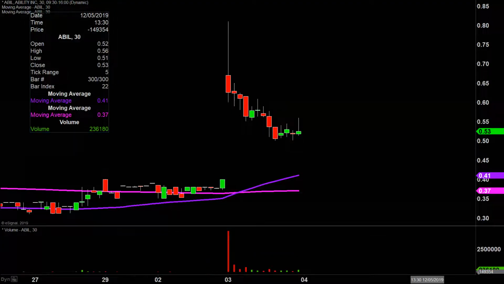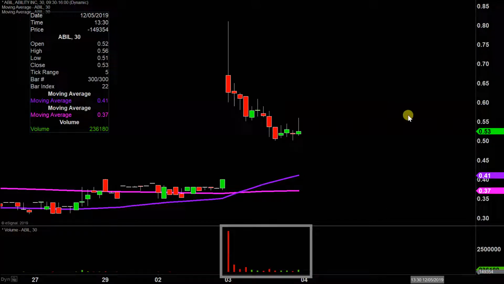Quite the eventful day on this one, not only from the price action point of view, but you look down here at the volume and well above average volume on the day. Overall, though, a pretty nasty looking chart. I won't say that the chart's totally destroyed because that wouldn't be fair.